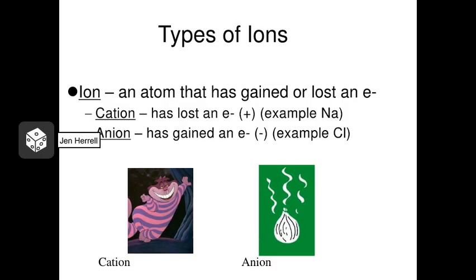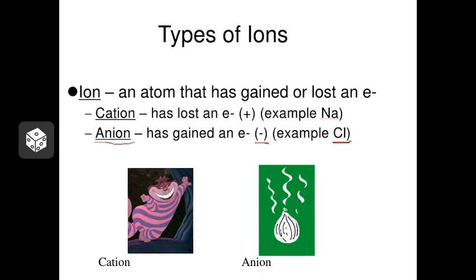These types of reactions can result in 2 different kinds of ions. Cations are atoms that have lost an electron and therefore have a positive charge. So sodium was our example of a cation in the last example. Atoms that have gained electrons we call anions, and they have a negative charge. So chlorine was an example of an anion in the last example.